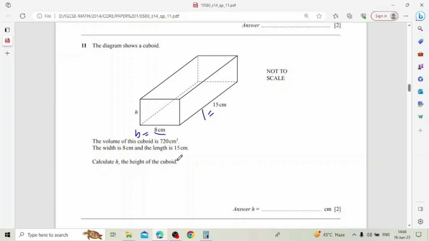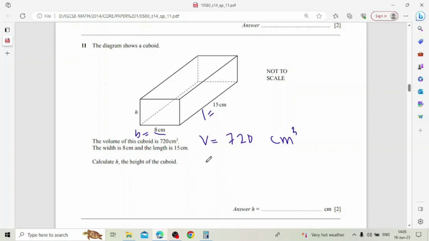of this cuboid. Now, what values are given to us? Volume is given to us. Volume is equal to 720 centimeter cube. Now, as per the formula of the cuboid, we got volume, we got breadth, we got length. Only height is not given, that we have to find.